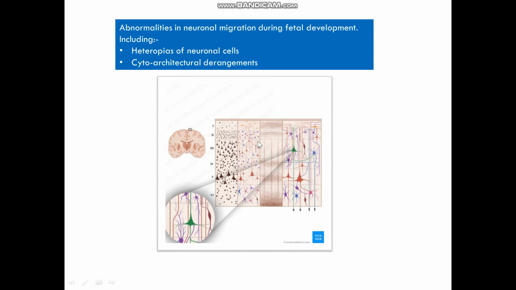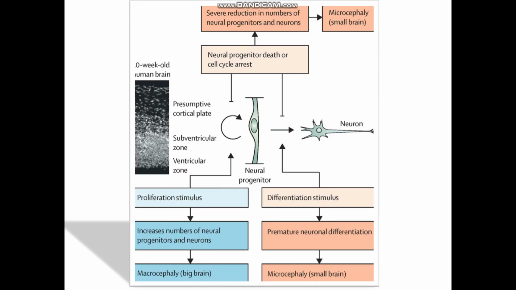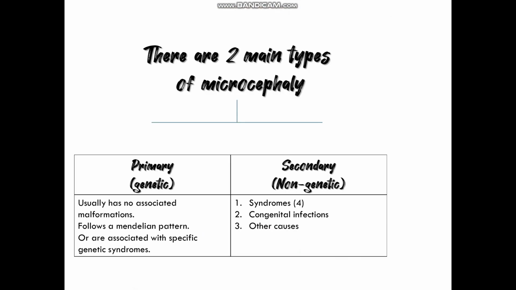What is the pathophysiology of microcephaly in short? There is abnormality in neuronal migration during fetal development, including heterotopias of neuronal cells and cytoarchitectural derangements. These changes contribute to the disorder called microcephaly. There are two main types of microcephaly, which are the primary type, which is called the genetic type, and the secondary or non-genetic type.